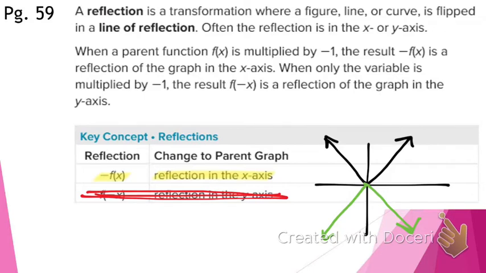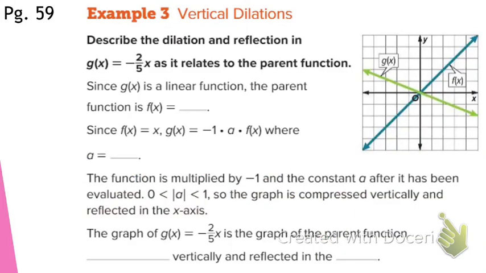So let's look at this example, and then we'll start our homework together. For example 3, what is the equation for this blue line? Go back to page 57 if you're not sure. What's the equation? That's the identity function. So what is that equation for that blue graph?